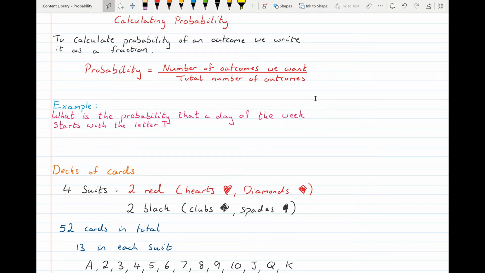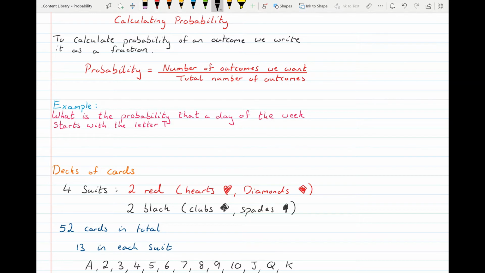Today we're going to be talking about how to actually calculate the probability of an event, so to get a numerical value for how likely or how unlikely something is to happen. In order to do this, we write it as a fraction. So the probability will be the number of outcomes we want over the total number of possible outcomes. Let's look at it through an example.